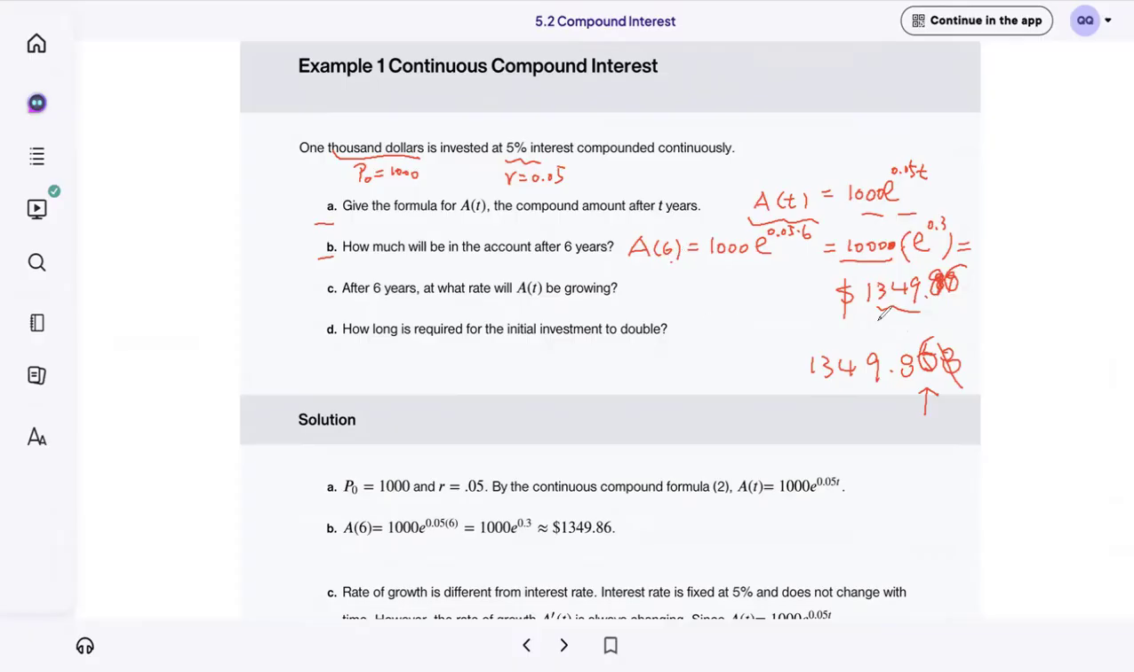So as you can see, this is a very powerful formula, right? In 6 years, you can grow money so fast, more than 30%. It's about 34, 35% of the money. Okay, so see, after 6 years, at what rate will A of t be growing?